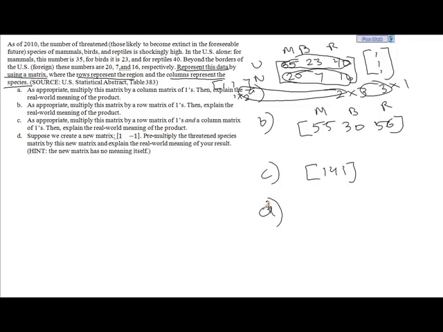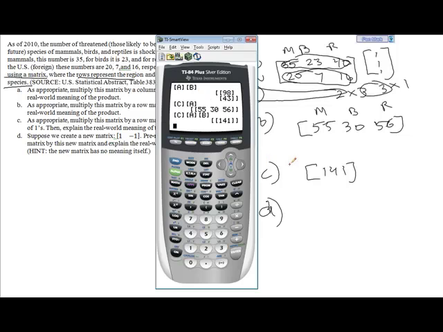Next, suppose we create a new matrix, 1, negative 1, so row matrix. Pre-multiply the threatened species matrix by this new matrix and explain the real-world meaning of your result. Okay, so what I'm going to do is manipulate matrix C to be 1, negative 1. So it'll be 1, negative 1. And, well, what could that possibly do?